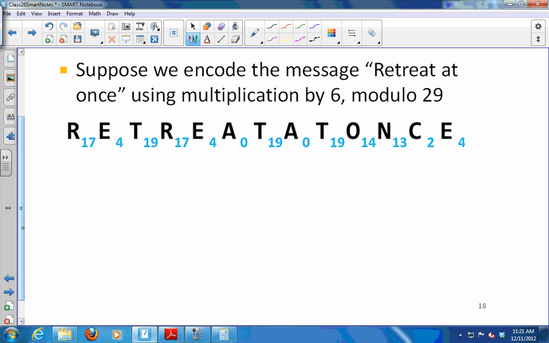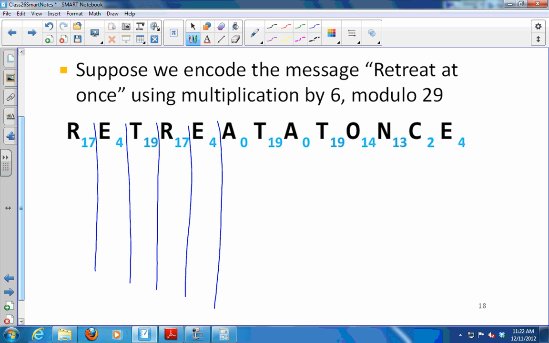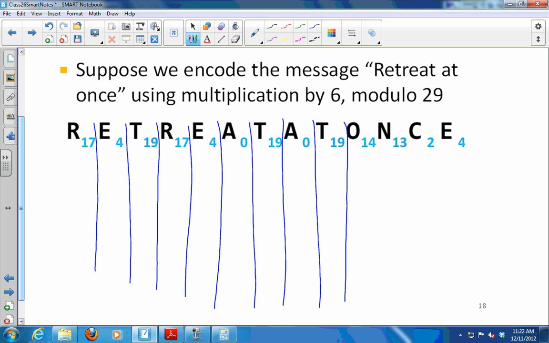So let's encode retreat at once using multiplication by 6. And then we're going to do mod 29 instead of mod 26. So I'm just going to take each of these and multiply them by 6, and take the result mod 29. That's a great question, it has to be below 28. Yes, it has to be below 28.